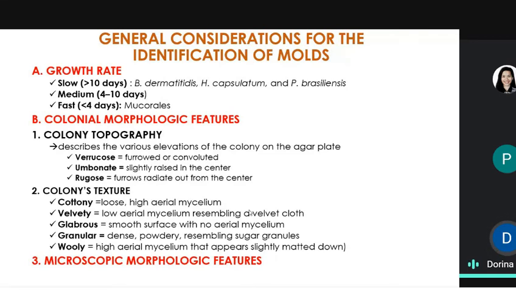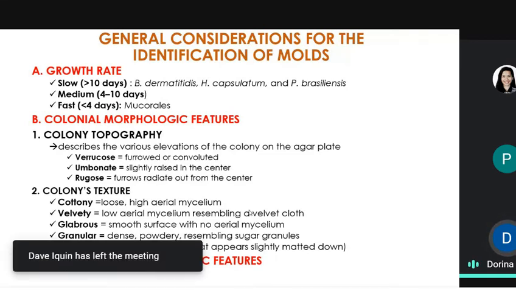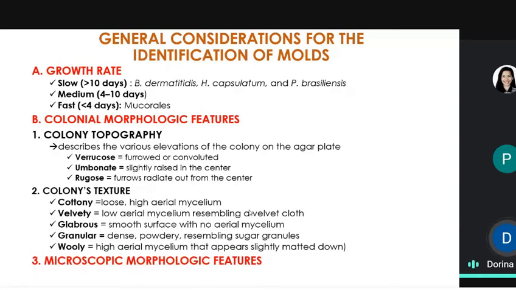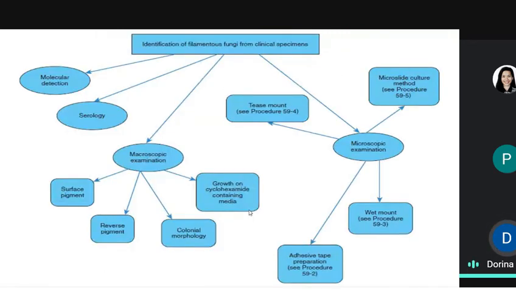So, you check for the growth rate, you check for colony morphology. Of course, once it has grown, what is your next step? Look at its topography and its texture. After which, you prepare your mount and do the microscopic morphologic features. Okay? So this is your algorithm again. Nowadays, there is a lot in identification of filamentous fungi. There is also molecular detection, but very few.